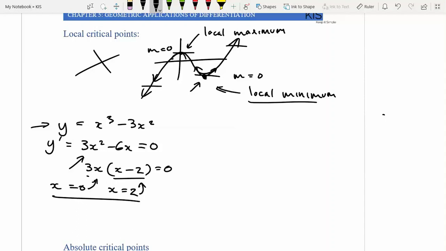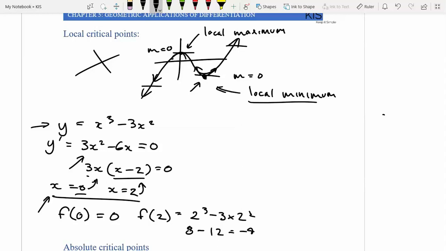Now, to find what points these correspond to on the function: now that we've found the turning points, we want to look at what points they correspond to on the function so we can plot them. All we have to do is sub the x values back into the original function. f of 0 is going to give us 0, and f of 2 is going to give us 2 to the 3 minus 3 times 2 squared, which is 8 minus 12, giving us the answer minus 4.